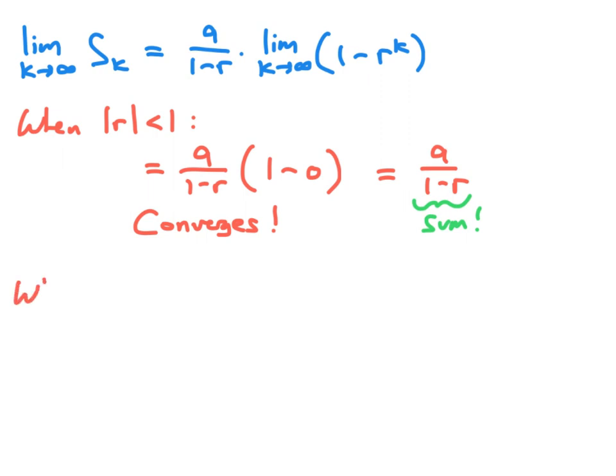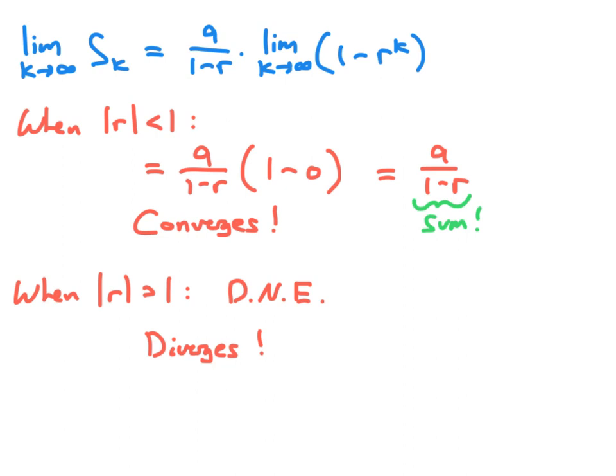And on the other hand, when the absolute value of r is greater than 1, we've seen that the limit as k goes to infinity of r to the k doesn't exist, and so the limit that we're trying to compute of s sub k will not exist, since it depends on that limit of r to the k. And therefore, in that case, we see that our geometric series will diverge.